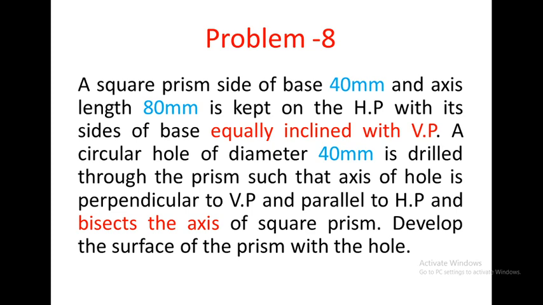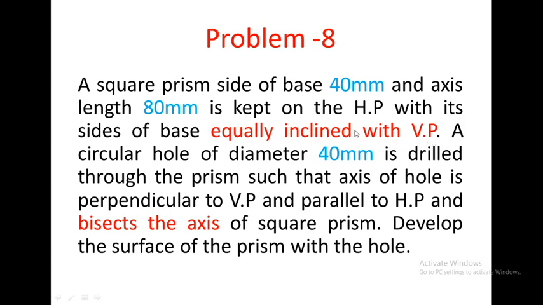Now since it is given that this square prism is having its base on HP, it means the square prism is a vertical prism and the size of the square base is equal to 40 mm, whereas the length of the square prism or the height of the square prism is given as 80 mm. Also it is given that all the sides of the base are equally inclined with VP.